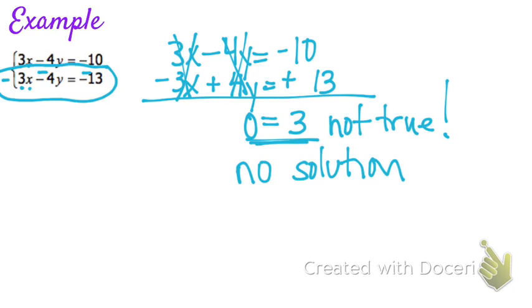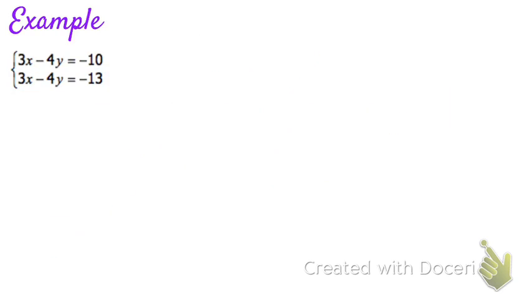So think about that. If it's no solution, what do these look like when we graph them? They are parallel lines. You don't have any solutions in common. So this can happen with the elimination method too. There's one other example here.